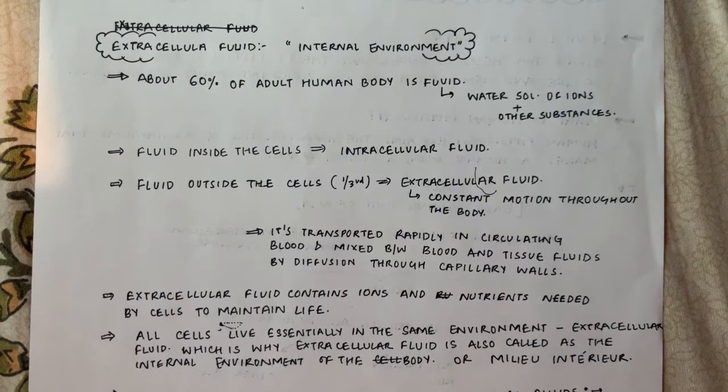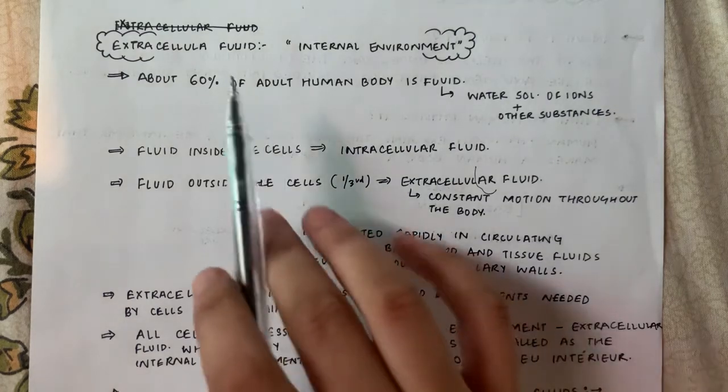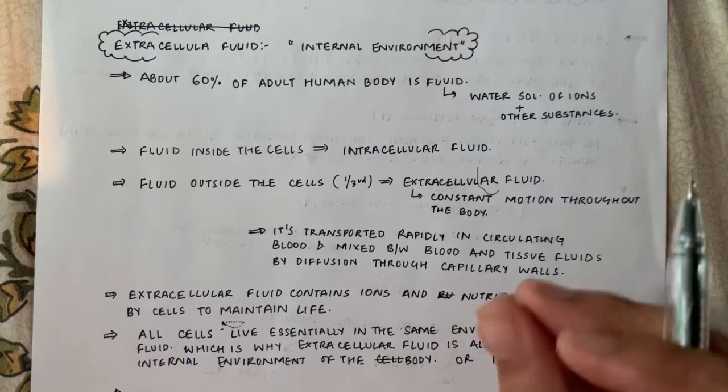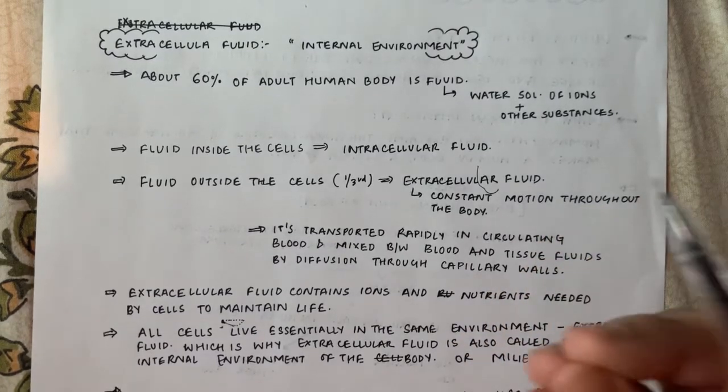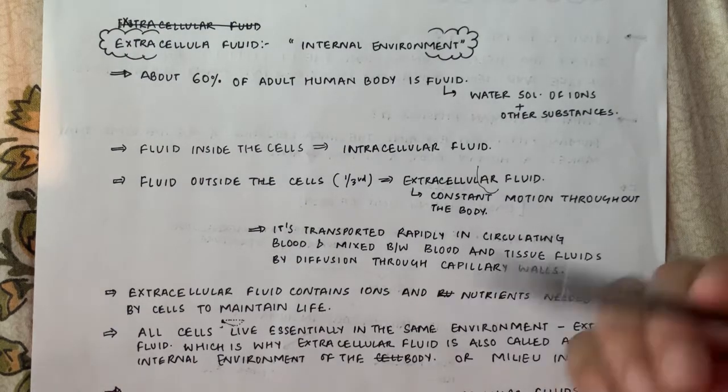Okay, guys. So the next topic that we're going to study today will be extracellular fluid, or the internal environment. So extracellular fluid is also known as the internal environment of the cell. Why has it been called so? So let us read and understand why it is said so.